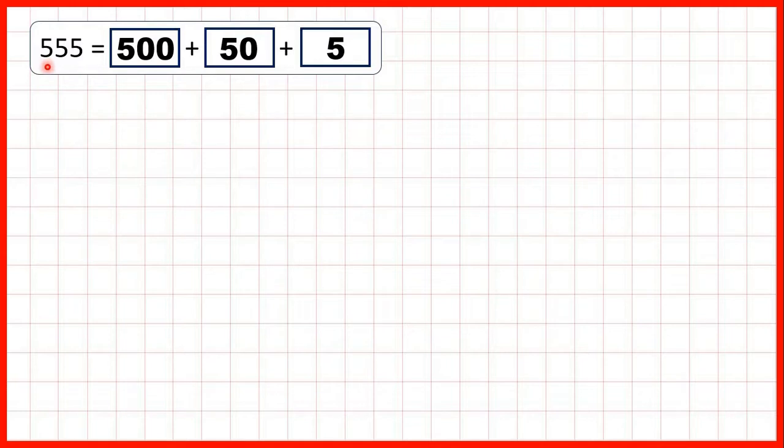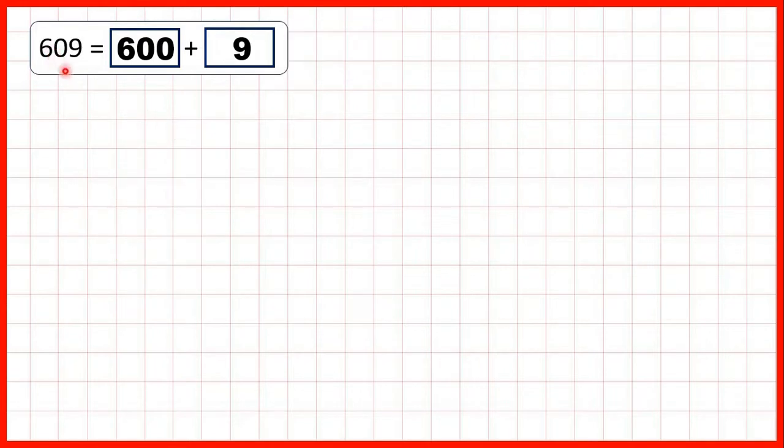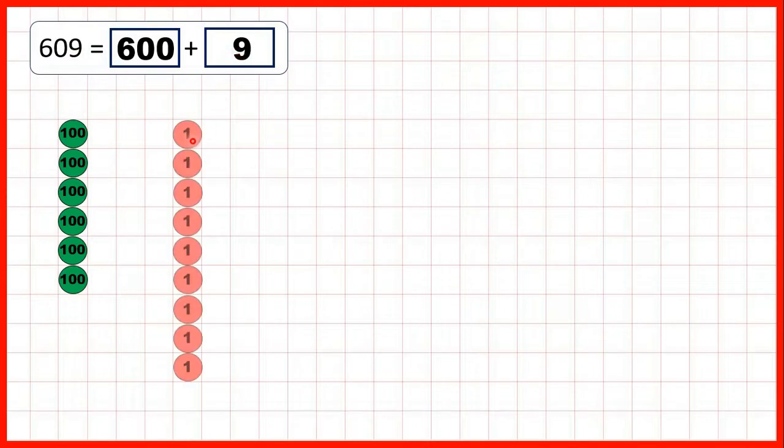So if we wanted to represent 555, we could do that using 5 hundreds counters to show 500, 5 10 counters to show 5 tens or 50, and 5 ones. Or with 609, we would need 6 hundreds counters to show 600. Then we have a 0 in our tens, so we don't need to show any tens counters, but we have a 9 in our ones, so we can show 9 ones counters.